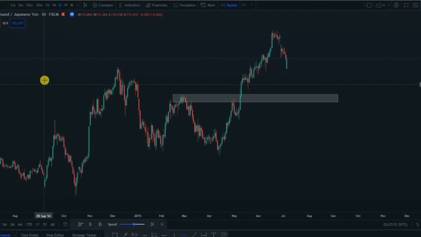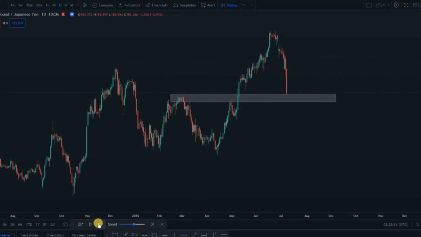Welcome to the charting area. For our first example, we are going to look at GBP/JPY. As we can see, this is where price is currently. If I play it, you can see price is heading down. This is the point where price heads for this zone. You can see that price was first consolidating before it formed a double bottom and then broke through this zone. Now price has come back to retest this.